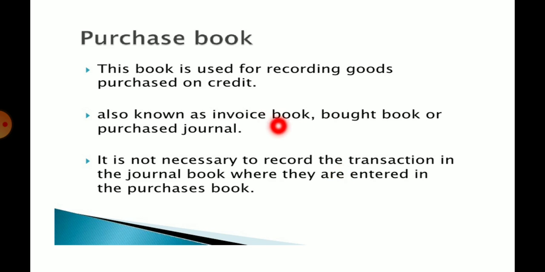Purchase book. This book is used for recording goods purchased on credit. Only credit transactions of purchase are recorded in this book, which is also known as invoice book, bought book or purchase journal. It is not necessary to record a transaction in the journal when it is entered in the purchase book.